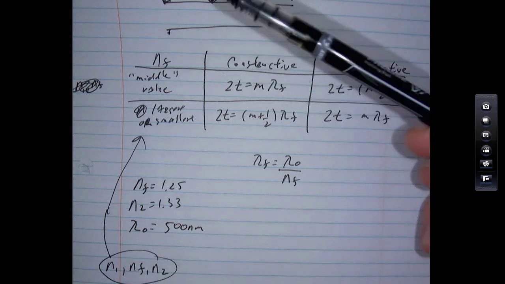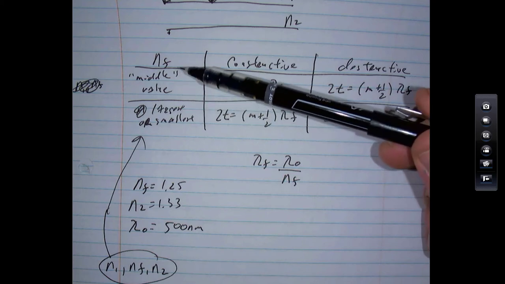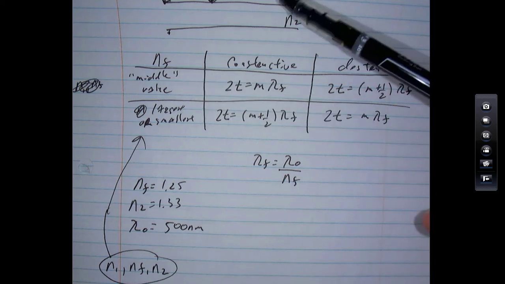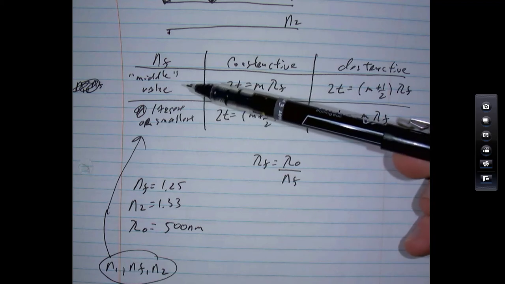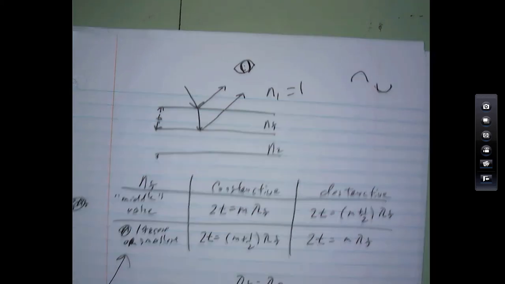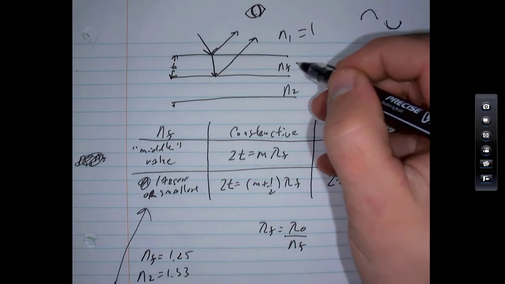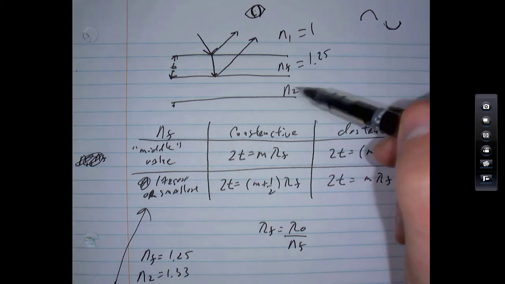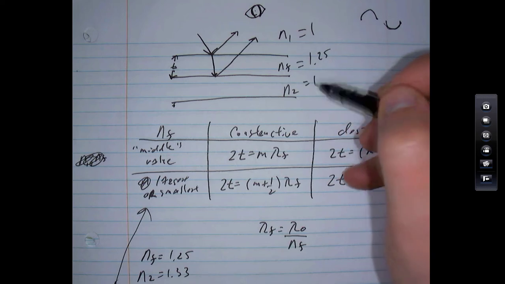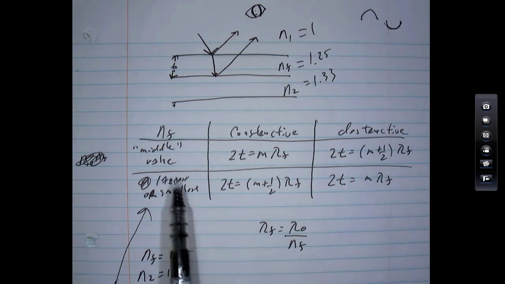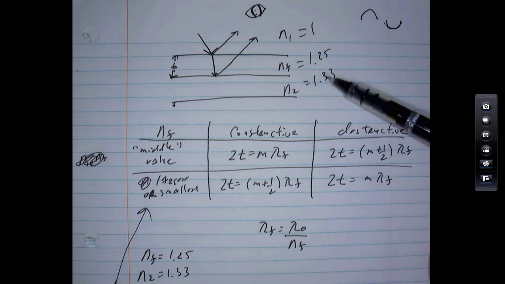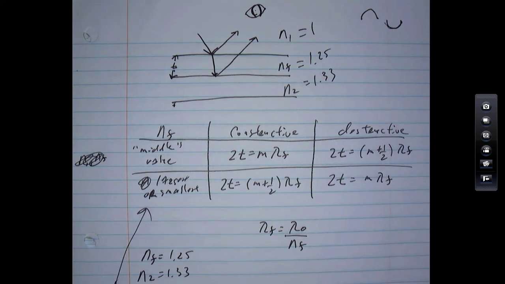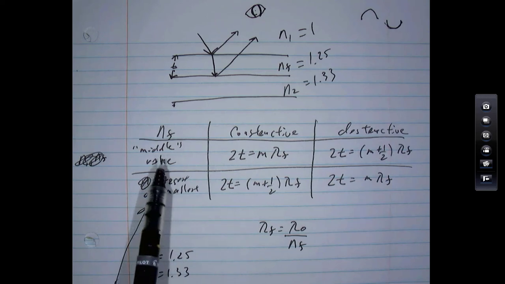Now, is the index of refraction of the film the middle value? It's literally in the middle, that's not what I mean. Is it the middle value? So in this example, this is just air, that's 1. This is the film, that's 1.25. This is water down here, 1.33. So it's the middle value, right? It's greater than this, but it's less than that. It's the middle value.